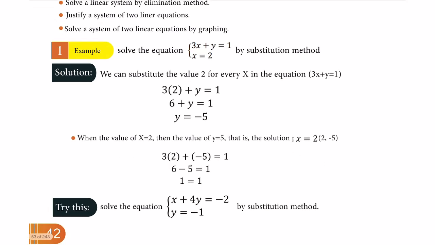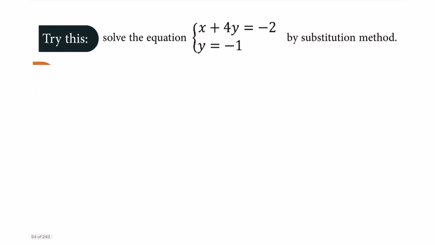For example, example 1 says to solve the equation. This is a system of linear equations, not equation, by substitution method. So that's one of the cases, already an example being answered. I'm going to answer this one so you can understand what is going on here. So we have a question that says solve the system of linear equations by substitution.